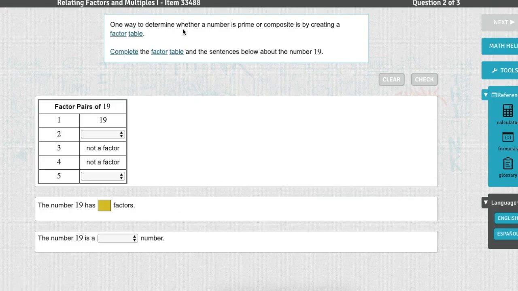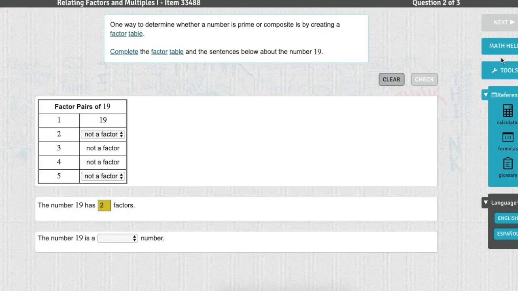Okay, it says, one way to determine whether a number is prime or composite is by creating a factor table. Complete the factor table and the sentences below about the number 19. So remember, if we're looking at factors, we're looking at what times what equals 19. So 2 times what is 19? Nothing, not exact. Okay, we need whole numbers. 3 times what is 19? Nothing. 4 times what is 19? Nothing. 5 times what is 19? Nothing. Not a factor, which means that 19 has 2 factors.